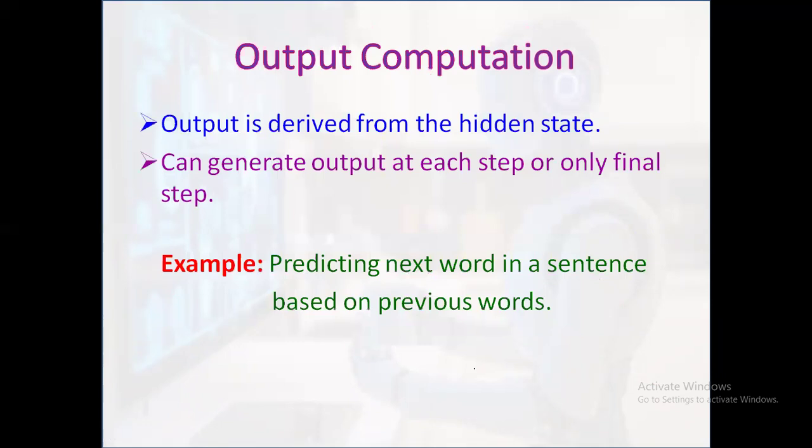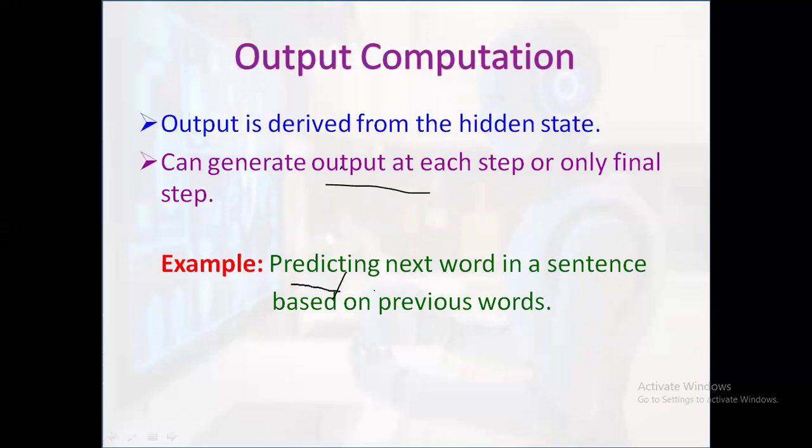Next, how we compute the output. The output is derived from the hidden state. The hidden state acts as the compact representation of relevant past and present information from which the output is computed, and it can generate the output at each step or only at the final step. Depending on the application, the RNN may produce outputs at every time step, that is a single signal prediction, or only at the final step. And the best example is sentiment analysis.